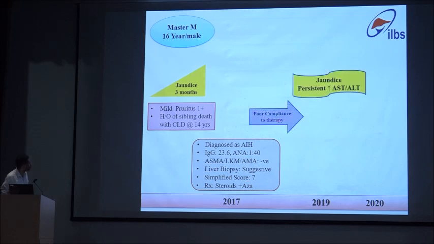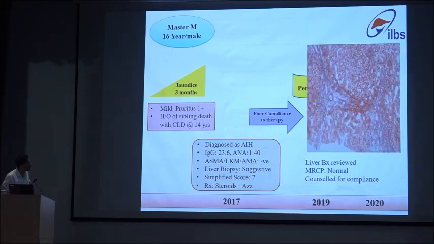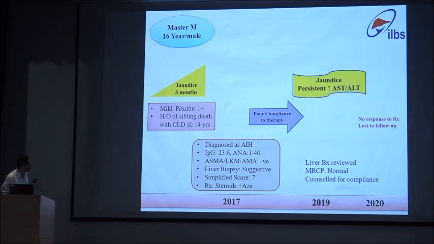The patient had poor compliance to therapy. That's why, when he came back to us after loss to follow-up for around 1.5 years, we thought this was due to poor compliance to therapy. The patient presented with another jaundice episode, which had resolved by this time, and there was persistent elevation of AST and ALT. We reviewed the liver biopsy. There was biliary cirrhosis that was mainly present. MRCP we did to rule out PSC, which was normal, and he was counseled for compliance and continued again.